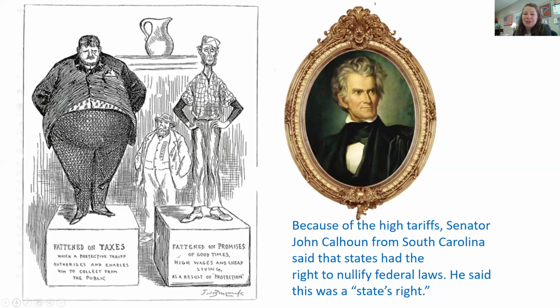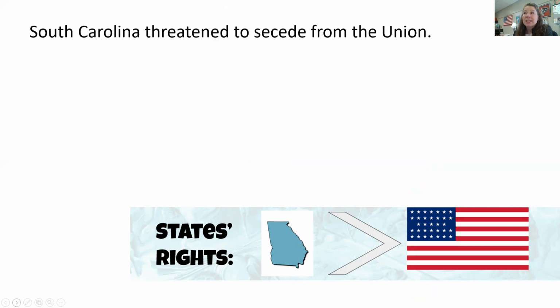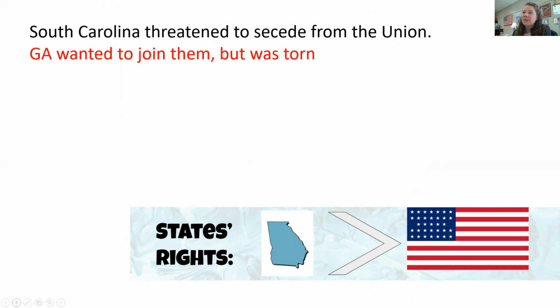States saying, you know what, we're not going to participate in that federal law because we are going to do what's best for South Carolina or Georgia. So South Carolina threatened to secede from the Union. They're like, if you're going to do only what's good for the North, then we're leaving the Union. We're not going to stay.